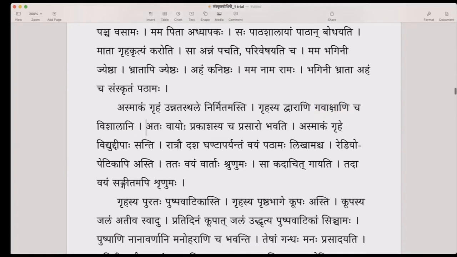Ataha vayoho prakashasya cha prasaro bhavati. Ataha means because, hence. So you have to take the earlier sentence and come in. Why does he say hence? Because the doors and windows are all wide. Hence, vayoho prakashasya cha prasaraha bhavati. There is a spread of vayu, air, and prakasha, light. So light and air spread into the house because the doors and windows are all wide. Another thing here: Vayoho and Prakashasya are both in the sixth case, Shashti Vibhakti.